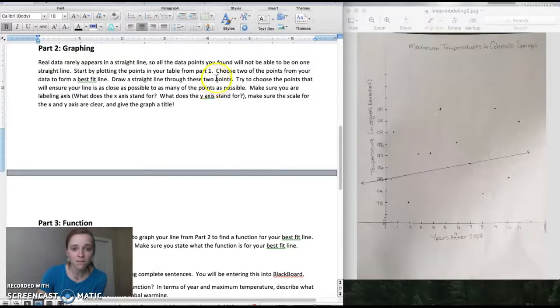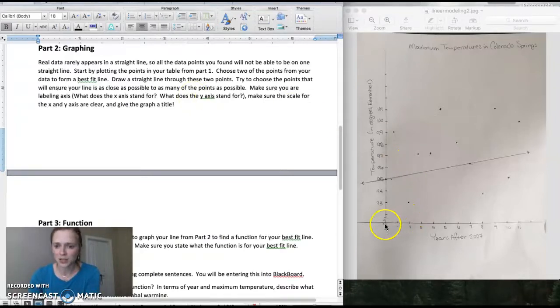So see here, we have choose 2 points from your data to form a best fit line. Draw a straight line through these 2 points. Try to choose the points that will ensure your line is as close as possible to as many points as possible. So then I said make sure you're labeling the axis. So x-axis, y-axis, make sure that your scale is clear and that you have a title.